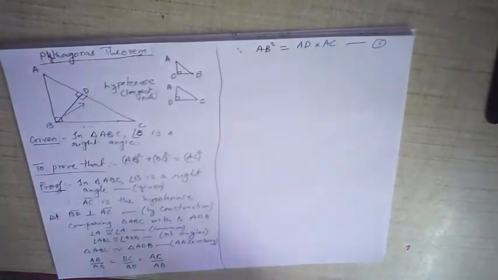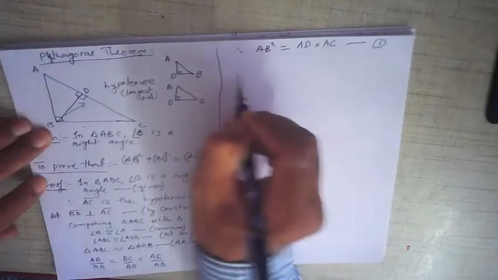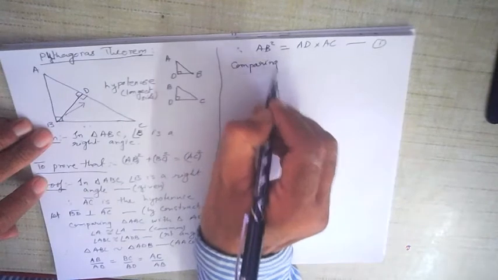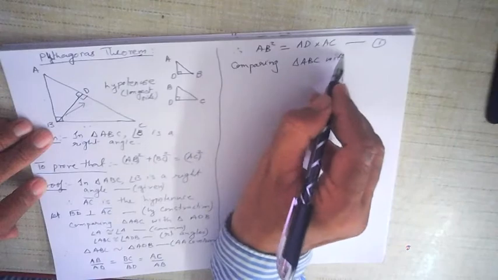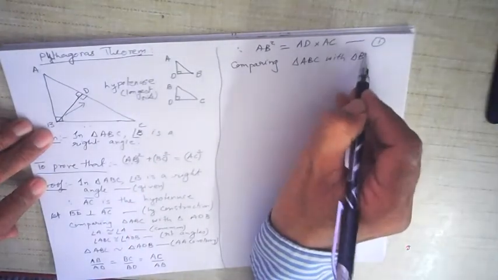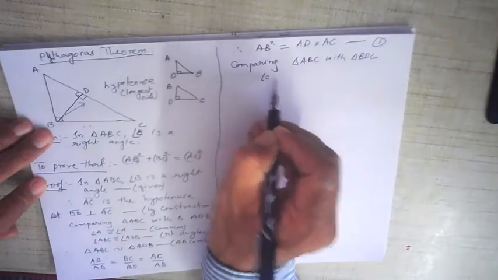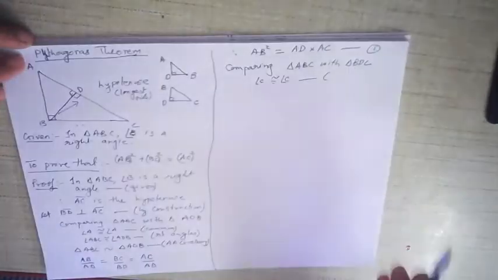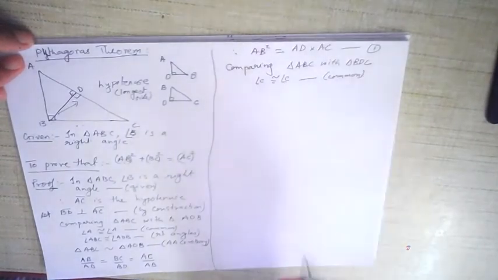Now we are comparing the bigger triangle with the smaller triangle. Which one? Comparing triangle ABC, that is the bigger triangle, with the smaller triangle BDC. Again, angle C you can see is common. Angle C is congruent to angle C. Reason, always write the reason in geometry: common, the common angle between them.